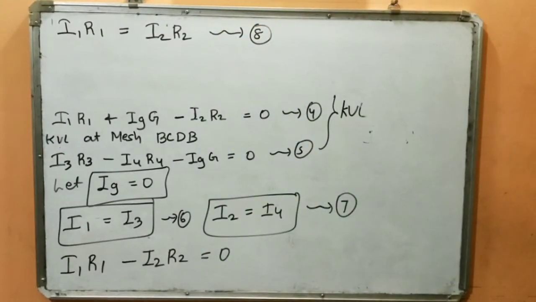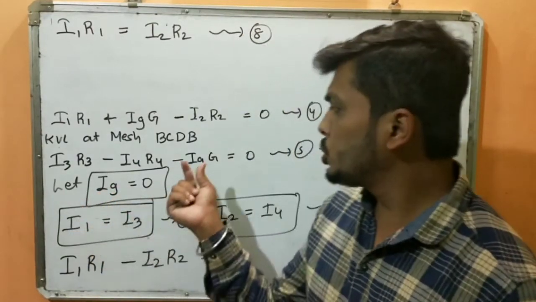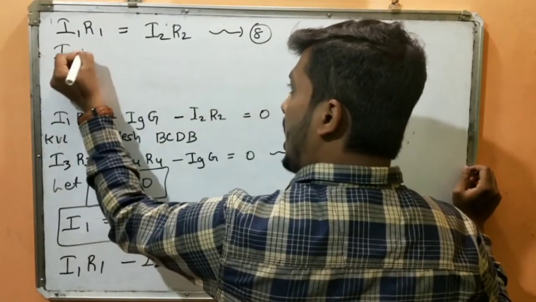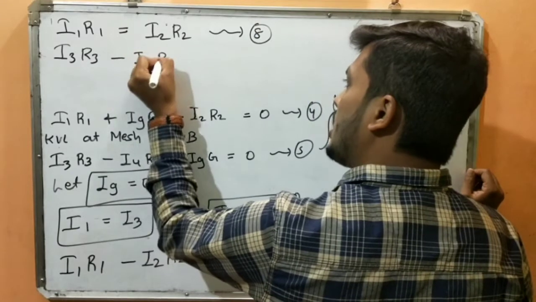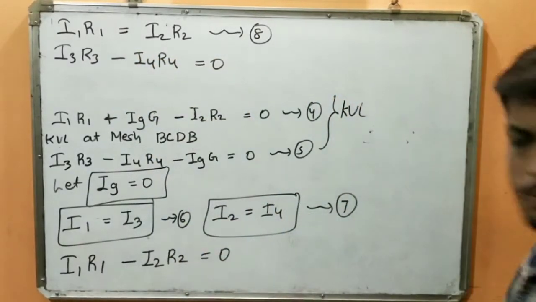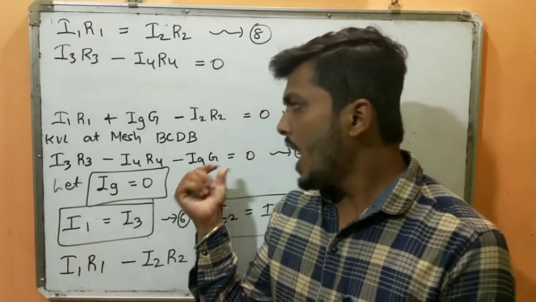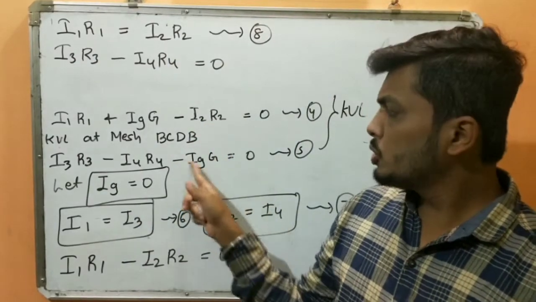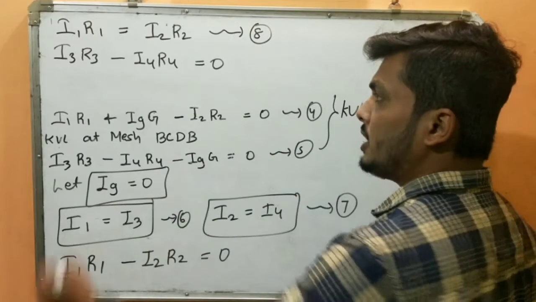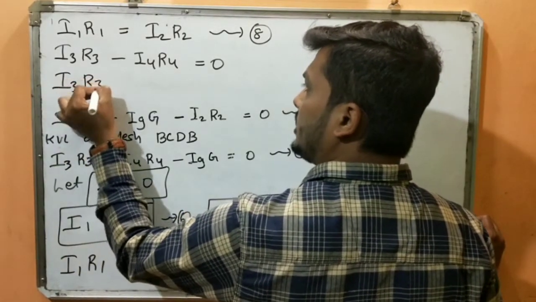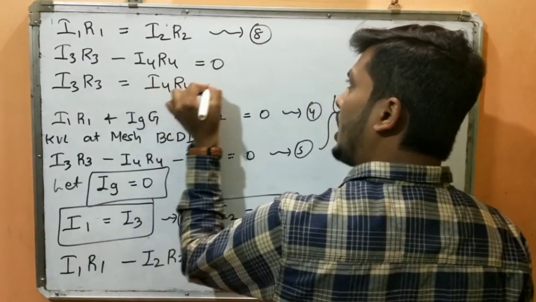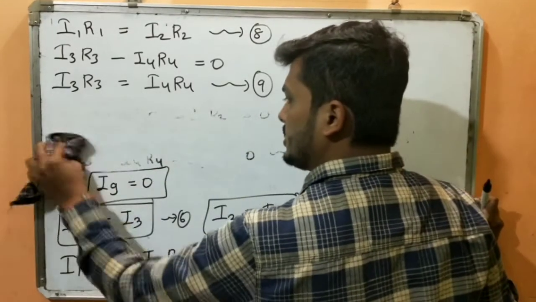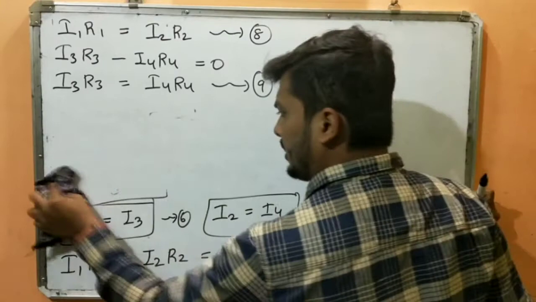Is that clear? Similarly, again I will substitute Ig equals 0 in equation number 5. So what will this be? I3 R3 minus I4 R4 will be equal to 0. Now since current through the galvanometer is 0, again this equation will reduce to I3 R3 minus I4 R4. 0 into G will be 0, this will be equal to 0. So again what I will do here is I3 R3 equals I4 R4. This will be equation number 9. So I have shifted it to this point. Is that clear? Okay. Fine.